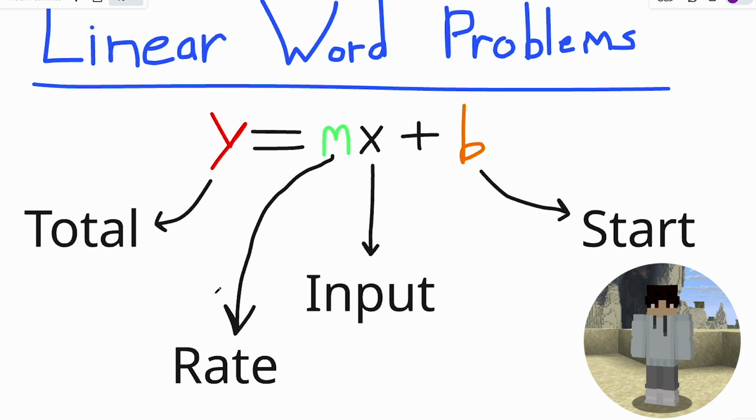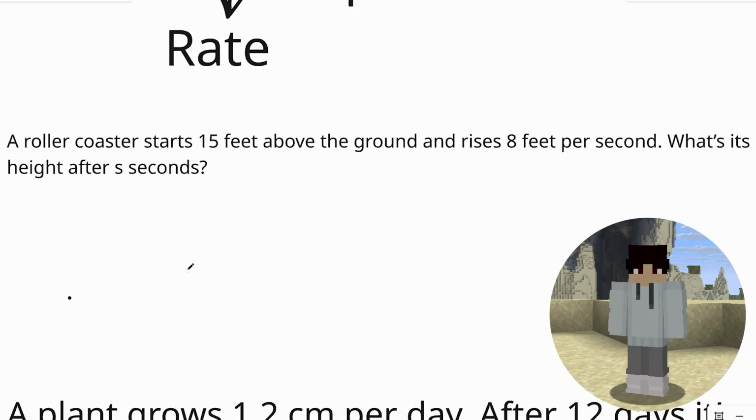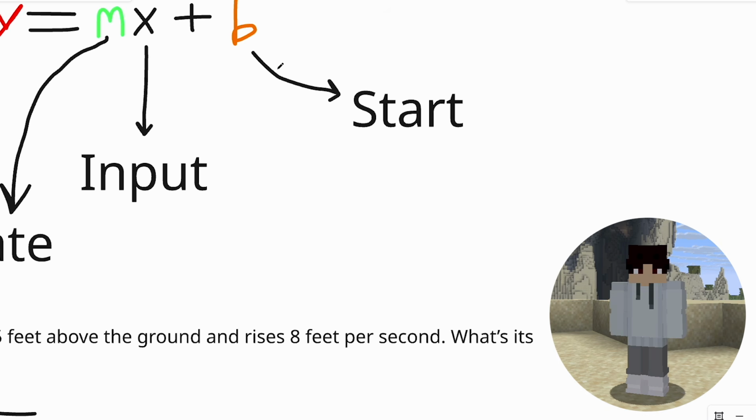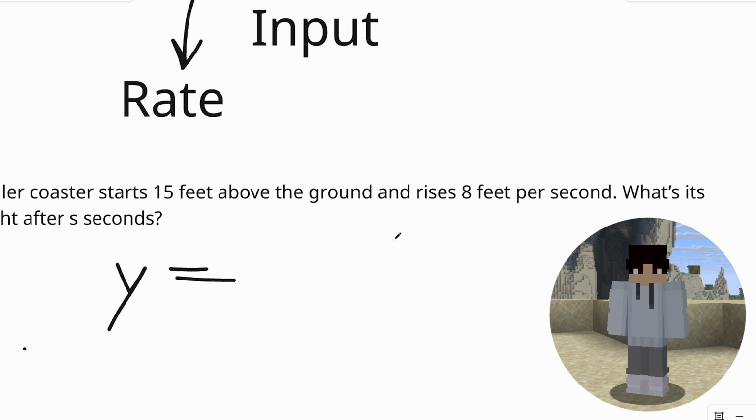so you're not just confused and sitting there watching skibidi toilet reels. Bruh. A roller coaster starts 15 feet above the ground and rises 8 feet per second. What's its height after S seconds? Well, we have Y because we just kind of have to have that. That's the total amount. And then it says it starts 15 feet above the ground. So we basically know that that start value here, B, is going to be 15. So I'll just put that right here at the end.